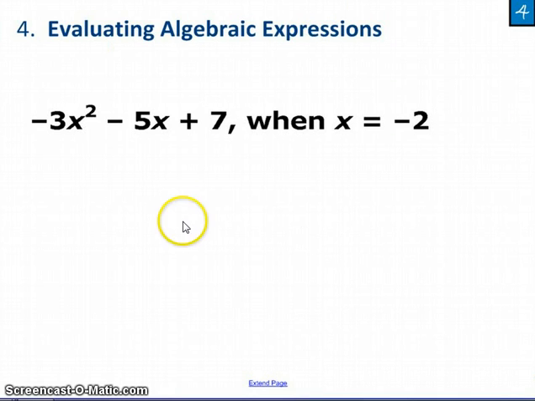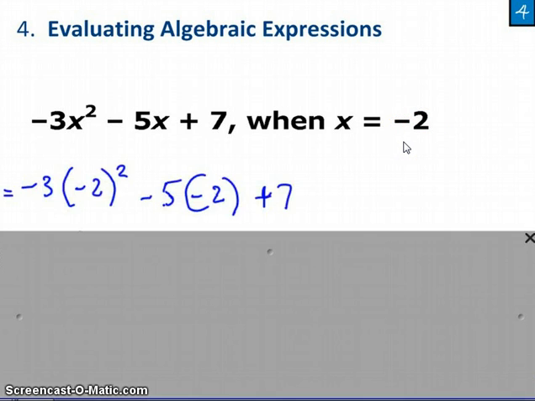Hello. Here's the topic that we'll cover in this video, and then we'll continue on in a second one. Evaluate negative 3x squared minus 5x plus 7 when x equals negative 2. Well, the first thing to do is simply to substitute that negative 2 in where we see x.